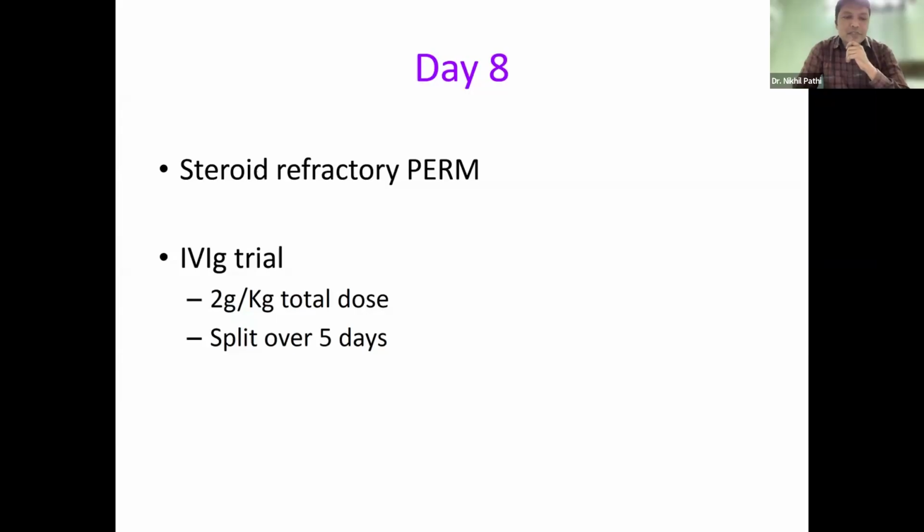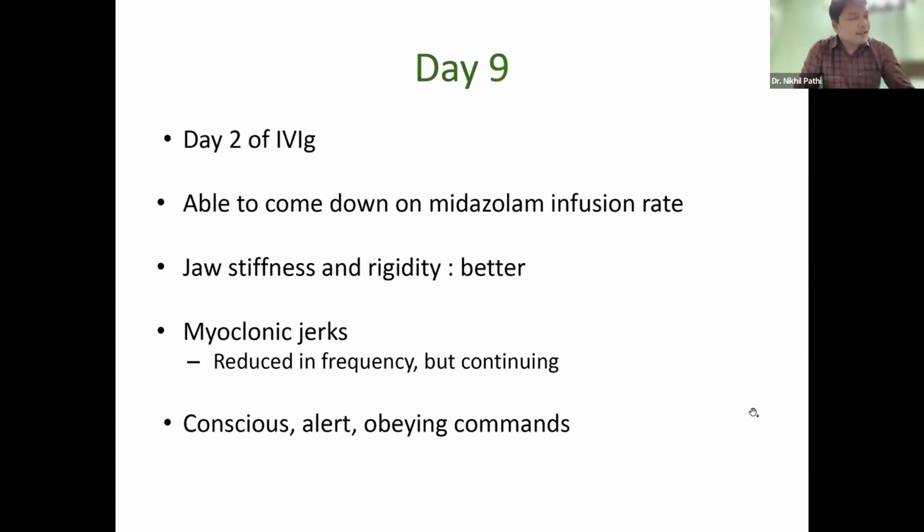The next line of treatment is a higher dose of IVIG, that is 2 gram per kg total dose split over 5 days. And I think it worked like a wonder drug for her. On the second day, she was getting better. The stiffness, rigidity was better. We tried cutting down on the midazolam infusion. Her sensorium was okay. She was conscious, alert, was able to understand with sign language.